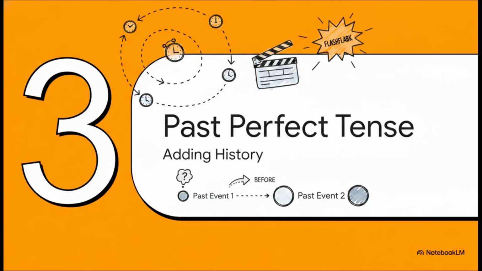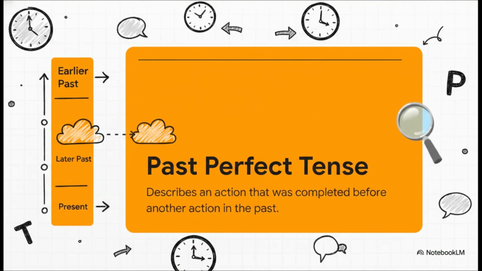Okay, so we've got a finished action, and we've got an ongoing action. But what if you need to talk about something that happened even before another thing in the past? For that, we need our special flashback tool, the past perfect. The whole entire point of the past perfect is sequence. It's all about making the timeline of events super clear, especially when you've got two things that both happened in the past. This tense is your big bright signpost that says, hey, this one happened first.